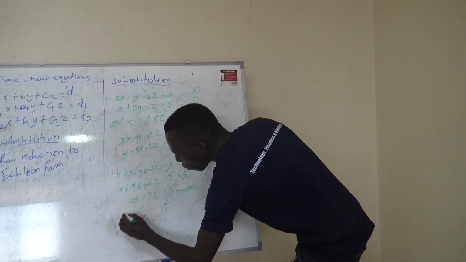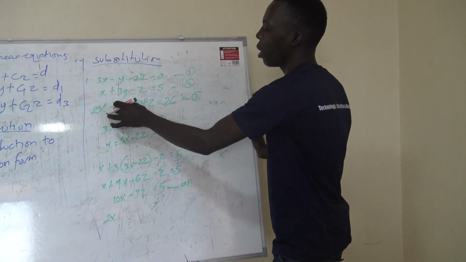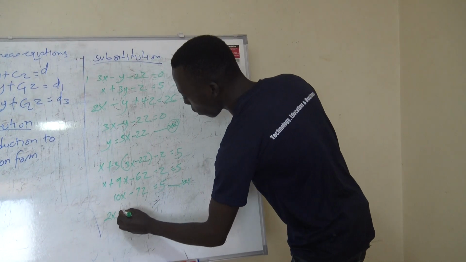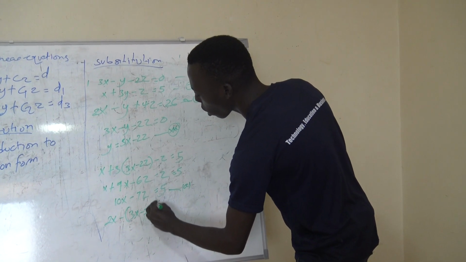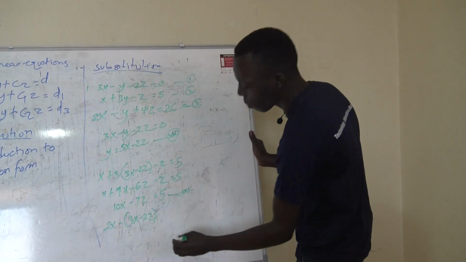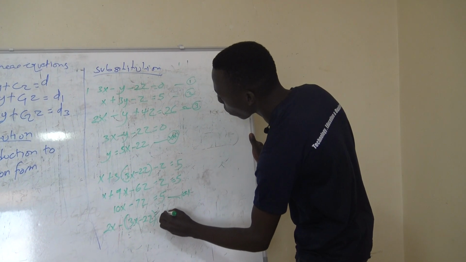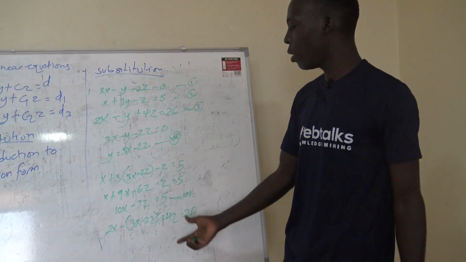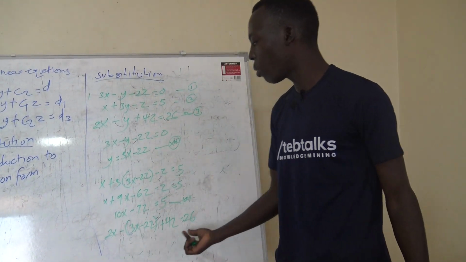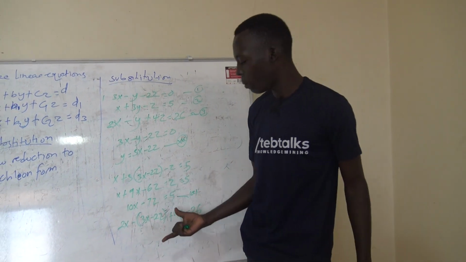We have that it is 2x plus the value of y, which is minus into bracket 3x minus 2z, then plus the value of z plus 4z equals 26. So that is now in the third equation, by putting in the value of y, we have this.